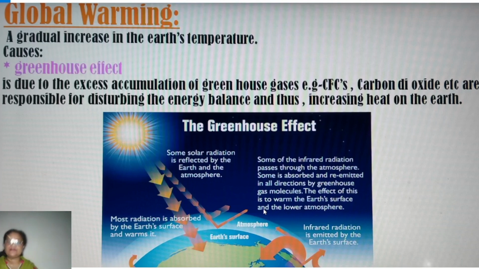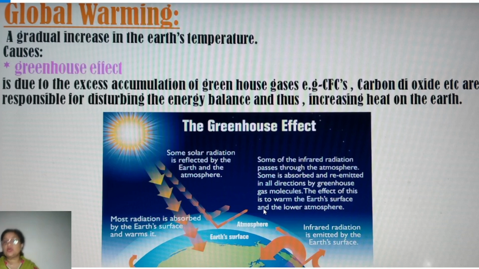And since that time, children, when a few gases were found to have a similar effect on the environment, such gases were also given the same name, greenhouse gases. Now, which gases come under this category? One is CFC, chlorofluorocarbon. One is carbon dioxide, then methane, then water vapor. Many such other gases are there. So these gases come under the category of greenhouse gases.